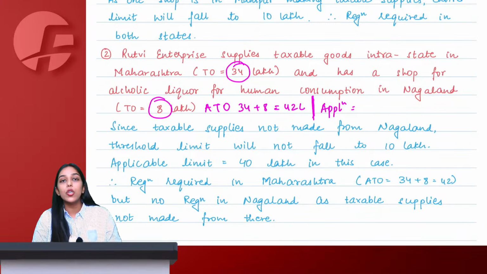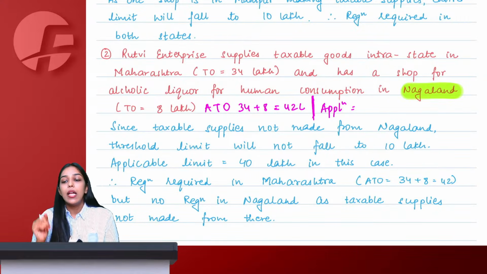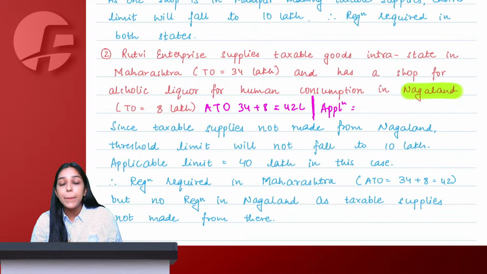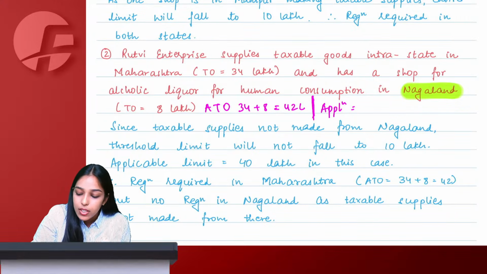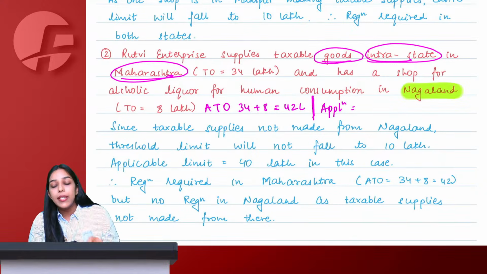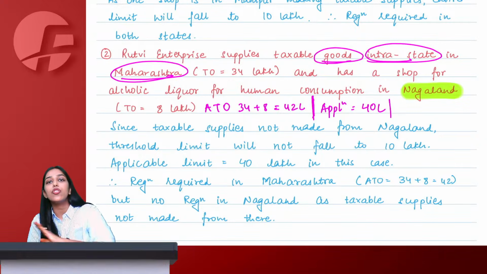Got it. What is my applicable turnover? Ma'am, applicable turnover, see, am I making any taxable supply from Nagaland? Ma'am, I am making a supply from Nagaland, but it is not taxable. It is alcohol. Because it is not taxable, my turnover limit will not come down to 10. Am I making any supply from Uttarakhand? No, ma'am. No supply from Uttarakhand also. Therefore, not even 20. I am making exclusive intrastate goods supply from Maharashtra, which means my applicable limit is going to be 40 lakh. You always check according to chart only.